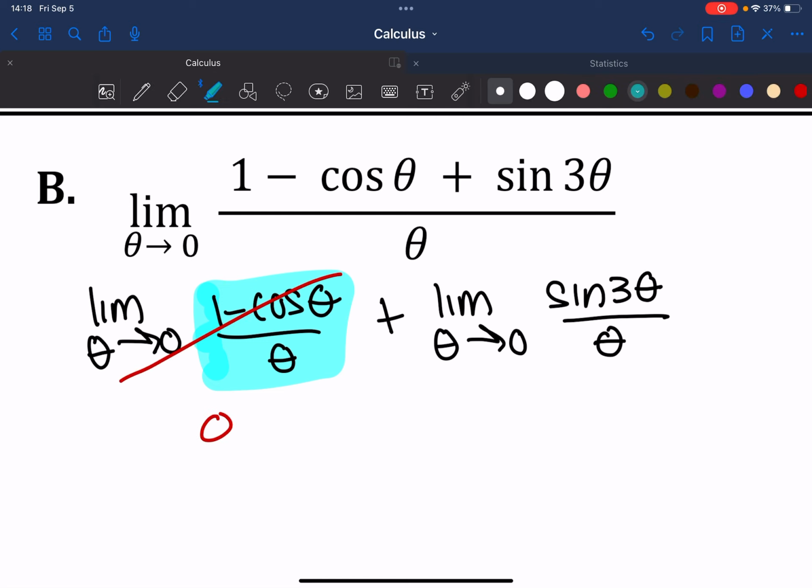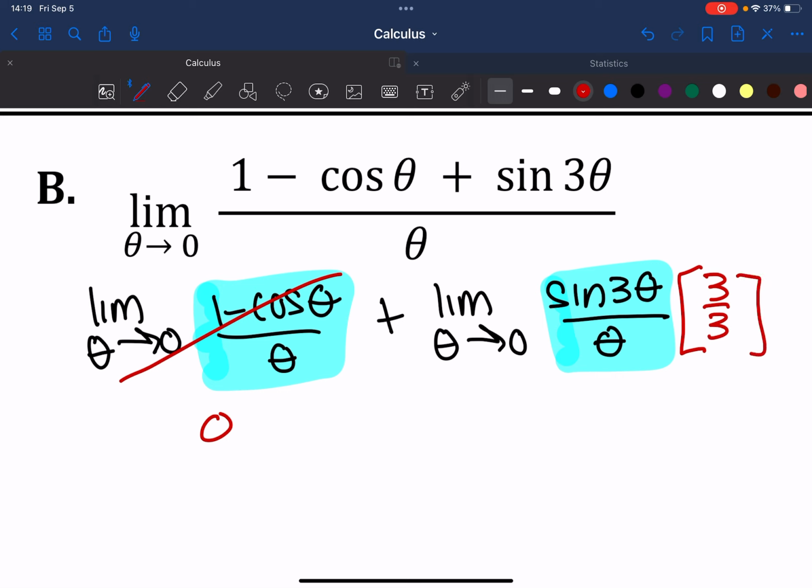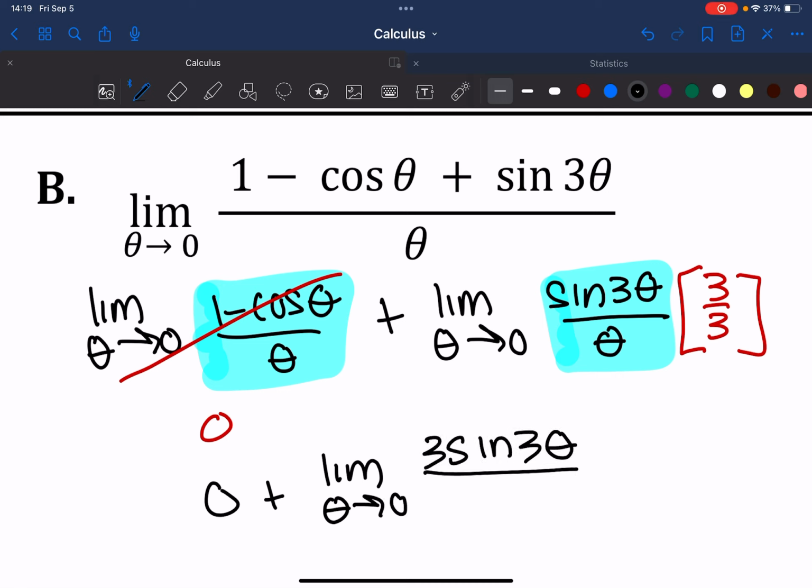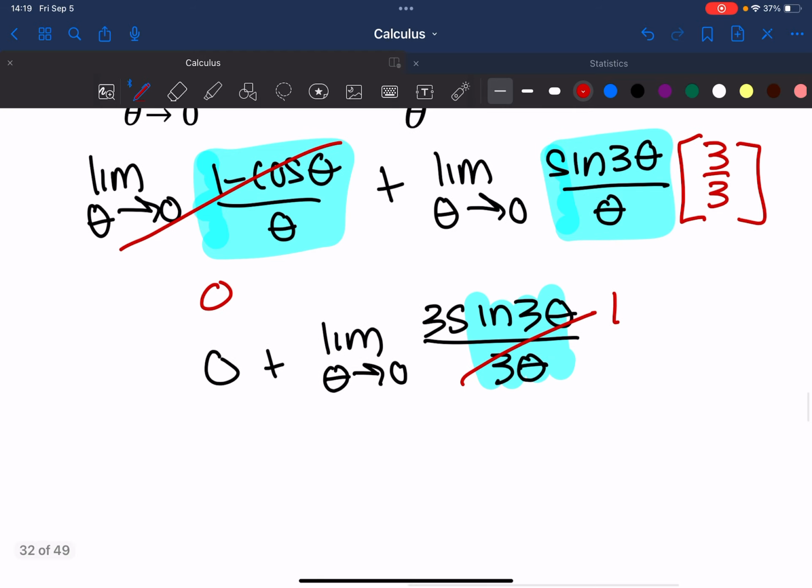We know that this very closely looks like our first identity of sine theta over theta. All we're missing here is to manipulate this by multiplying by 3 over 3. So we get 0 plus the limit as theta approaches 0 of 3 sine 3 theta over 3 theta. We know this part is going to cancel out to 1. So that means when we're writing our limit, we have 0 plus 3 times 1, which is 3.